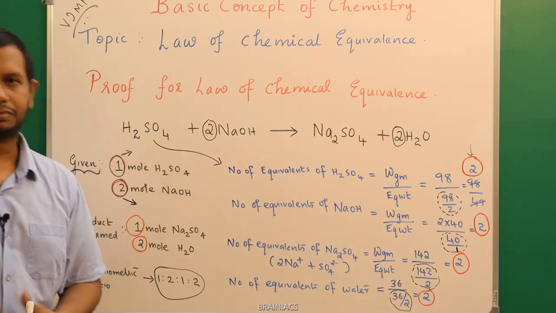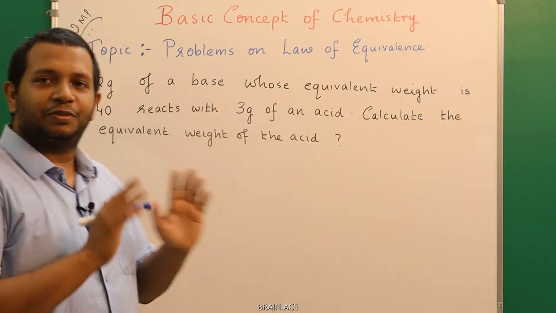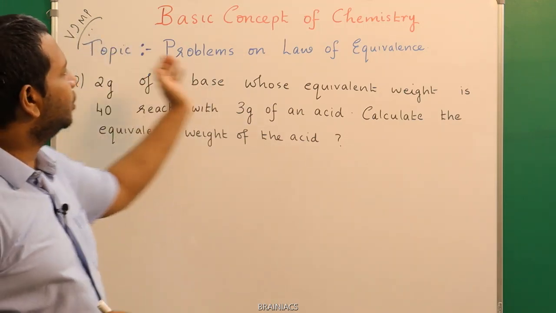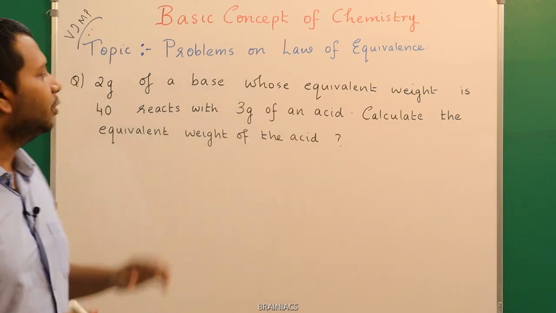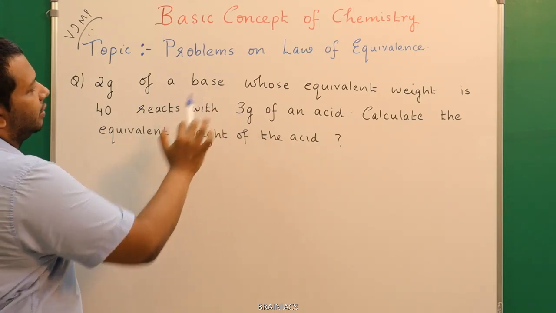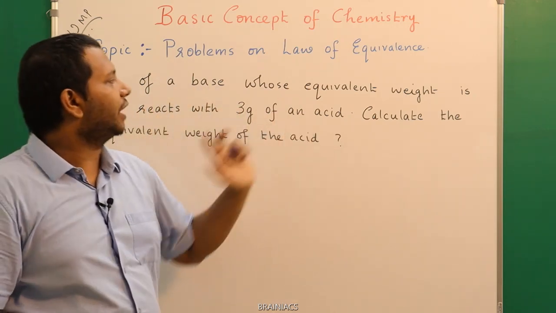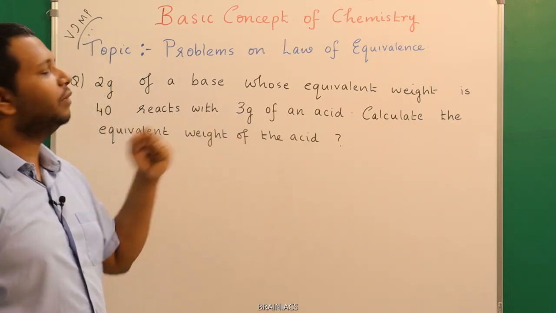Hi students, I hope you can see a problem here. I hope it is visible to you. This problem is based on the law of equivalence. Just read the question, I will read it for you. 2 gram of a base whose equivalent weight is 40 reacts with 3 gram of an acid. Calculate the equivalent weight of the acid.